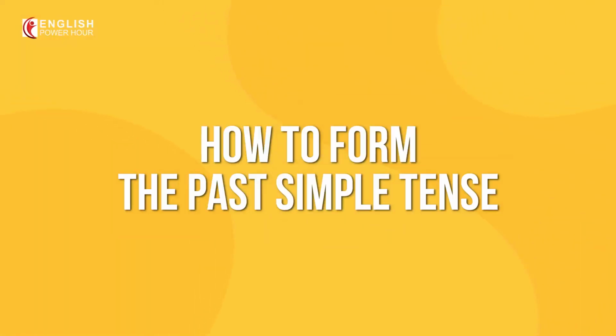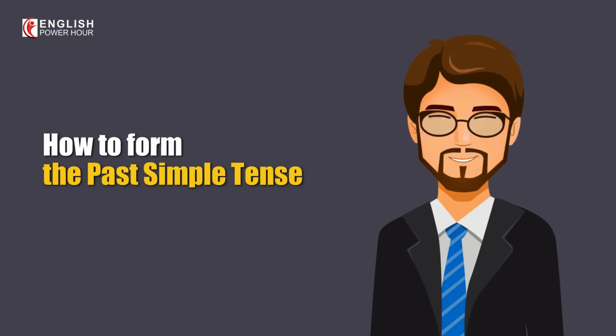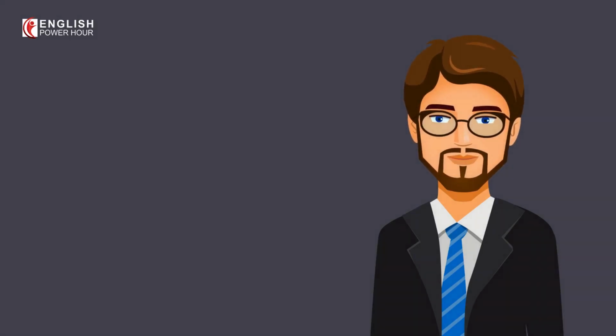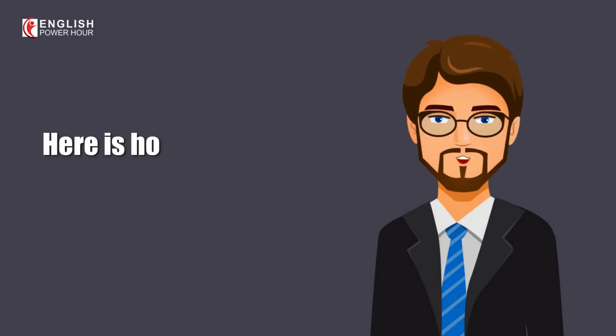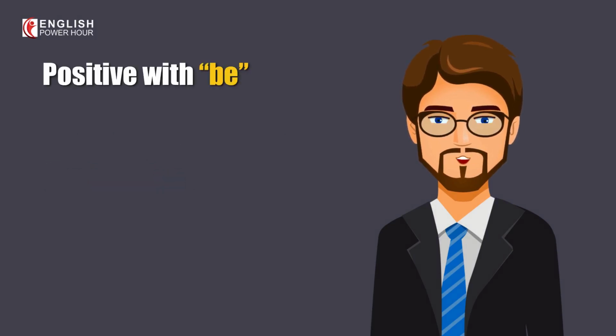How to form the past simple tense. It is similar to the present simple because it has different rules for the verb be, which becomes was or were. The past simple with be. Here is how to make the positive. Positive with be. I was cold.